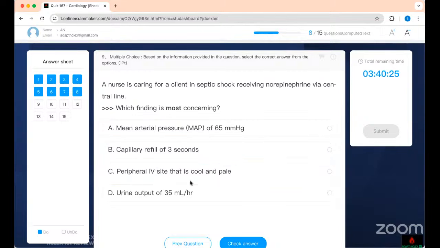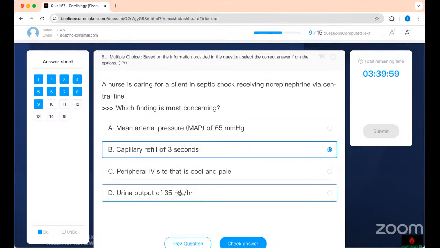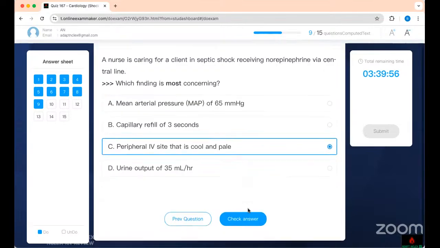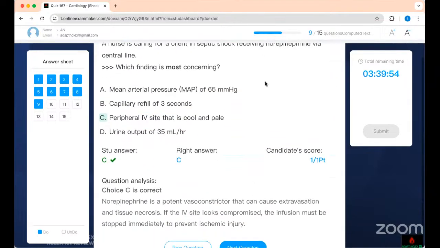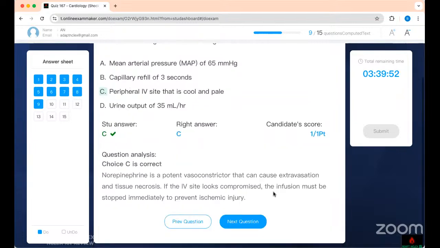Peripheral IV is cold and pale. Think about it. You give a vasoconstriction medication, it's a vesicant. It can go into your skin and cause vasoconstriction, and you have necrosis. This is extravasation. Urine output greater than 30, 35 mL per hour, that is good. Test-taking strategy: which one is concerning? This is normal. This is normal. That means I have to pick this. This is extravasation, from the norepinephrine causing that problem.